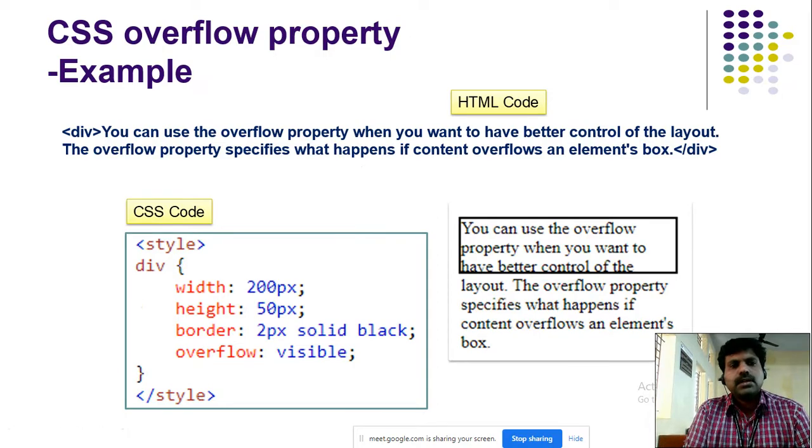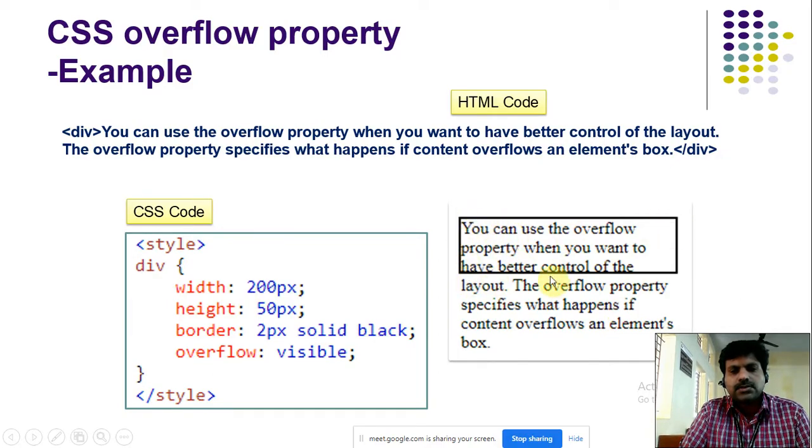Then the next topic is the overflow property. There is a property called overflow. By using the overflow property, we can control the overflow of a text or any content inside a container, inside a div element or a paragraph. For example, here I have a div element and I have a text. The width of the div element is 200.